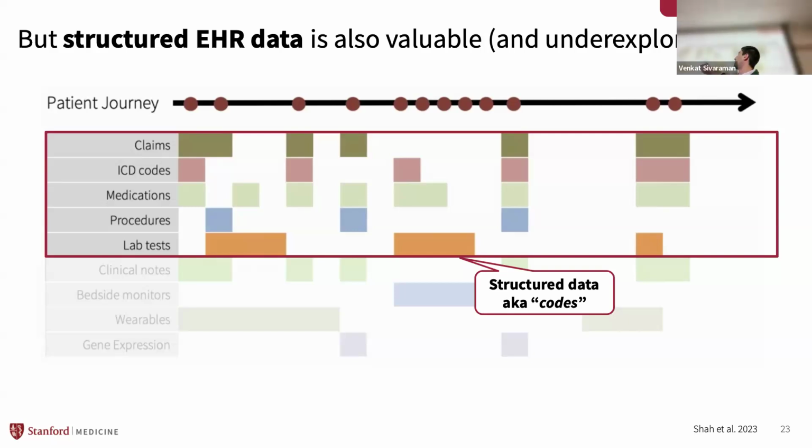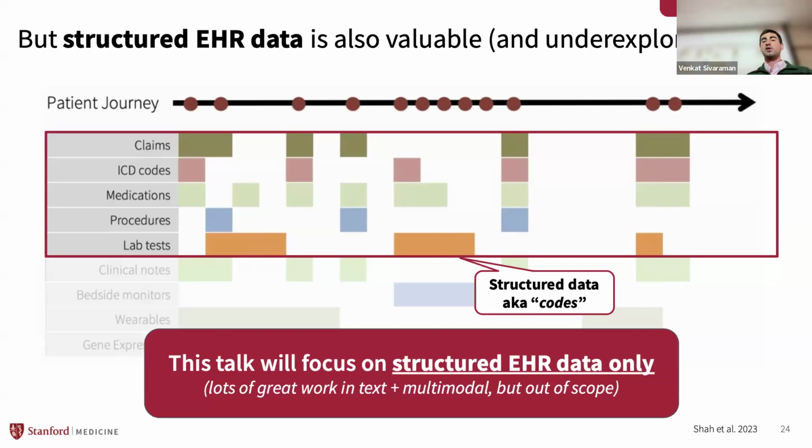And that's all the structured data at the top here, right? Like ICD codes, CPT codes, basically all the tabular or structured information within the EHR. This is also referred to as coded data, just in case you hear me throw that term around. And so the focus of this talk will primarily be on this chunk of data. So the structured data within the EHR.